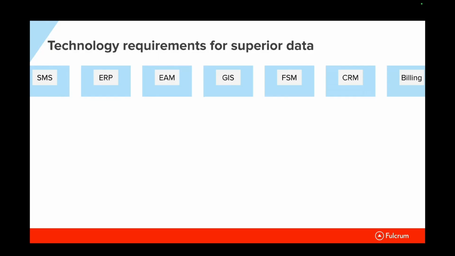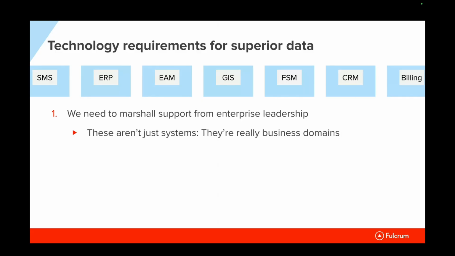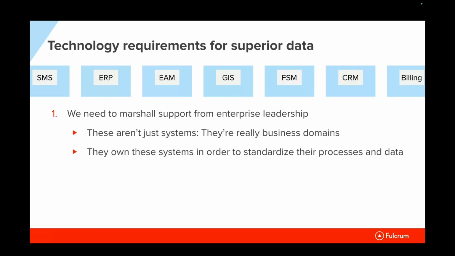Now, some of the technology requirements that we have for superior data are pretty clear because we've spent decades building them up. If you look at all of the different kinds of systems up here, many of their own 3-letter acronyms, right? Safety management system, enterprise resource planning, field service management, whatever. All of these different platforms exist because we need to have a place for enterprise leadership to manage their processes and data.